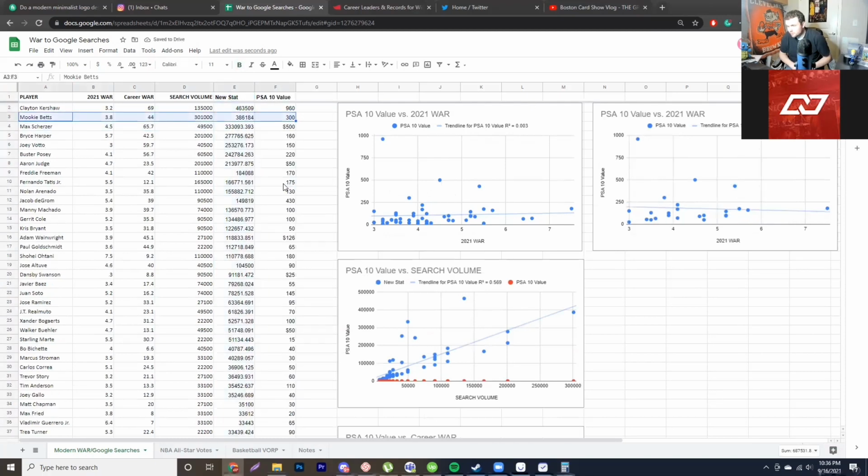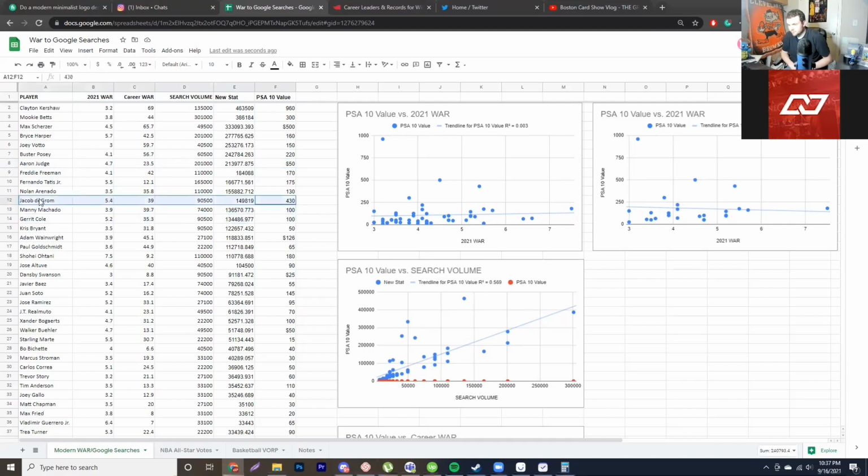Mookie Betts undervalued, which I 100% agree with. Who's the guy that's overvalued? Aaron Judge is undervalued based off his career WAR and popularity, which makes sense. He gets a lot of searches, but he has a low WAR.